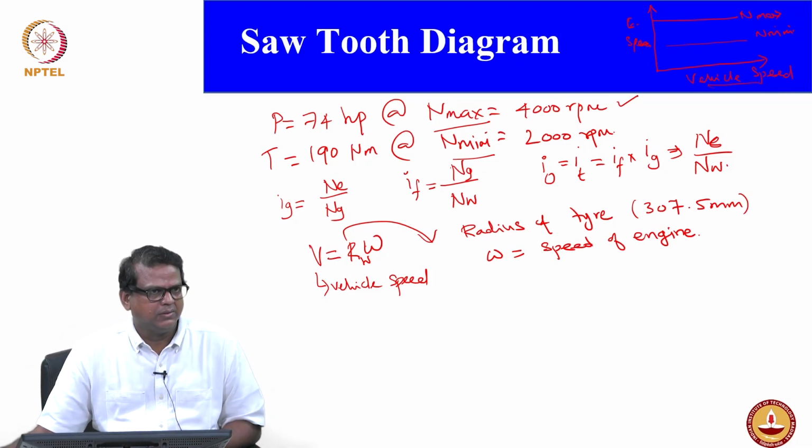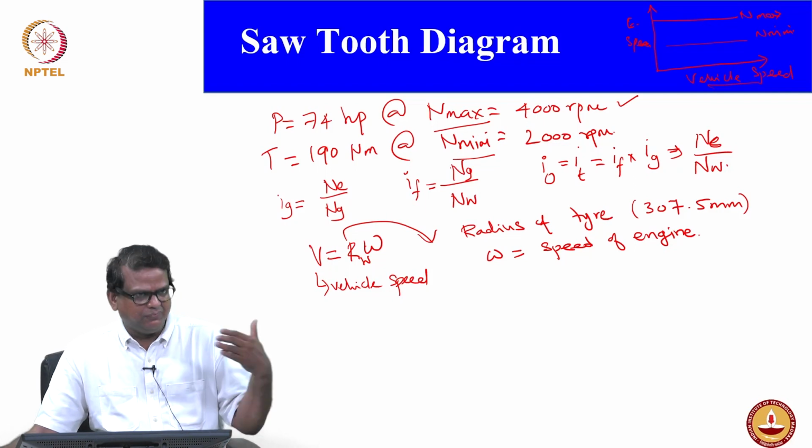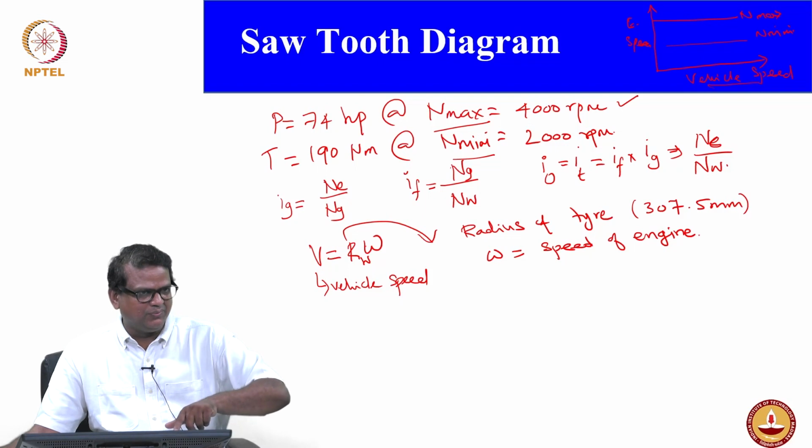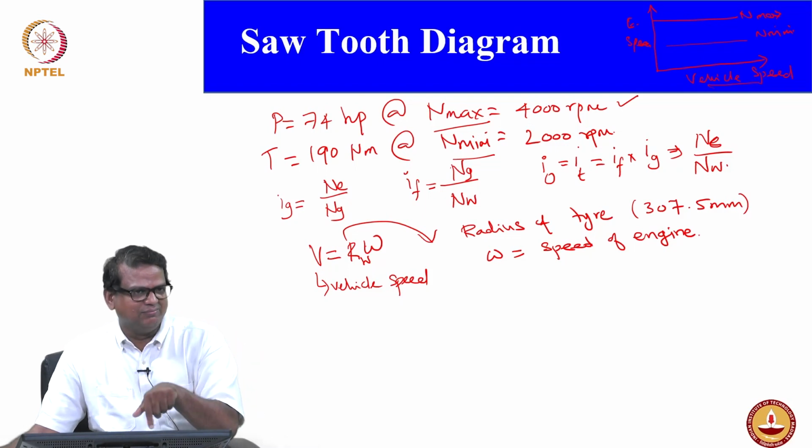Shouldn't omega be the angular velocity of the wheel? Because with the gears, the angular velocity of the engine and the angular velocity of the wheel are changing. It is angular velocity, but where do you get it? We'll get it from the engine. Yeah, so in fact, that is what I mean to say, that R omega is about the wheel.